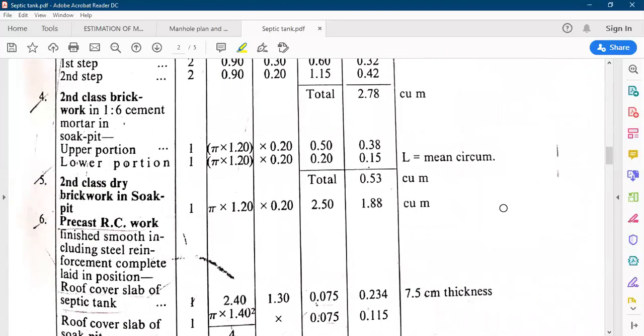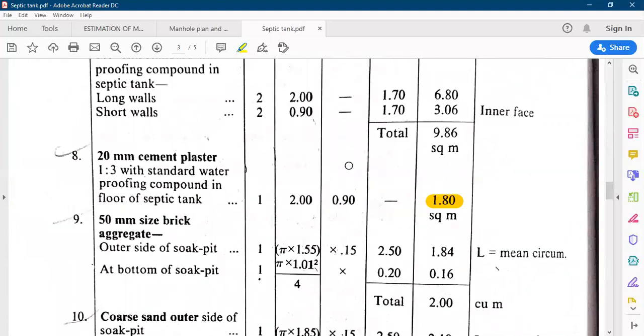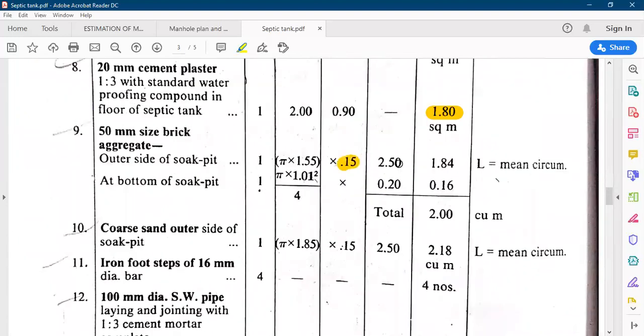Pi multiplied by d will give the circumference, multiplied by the 15 centimeter width, multiplied by the 2.50 meter height. So pi multiplied by 1.55 diameter, multiplied by the 15 centimeter thickness, multiplied by the 2.50 height will give the volume of brick aggregate that has to be filled. It will be equal to 1.8 meter cube.